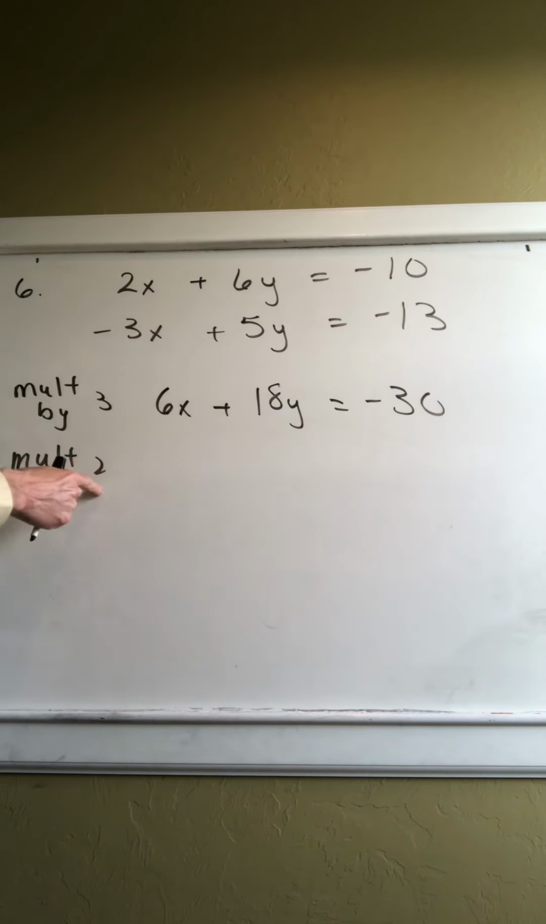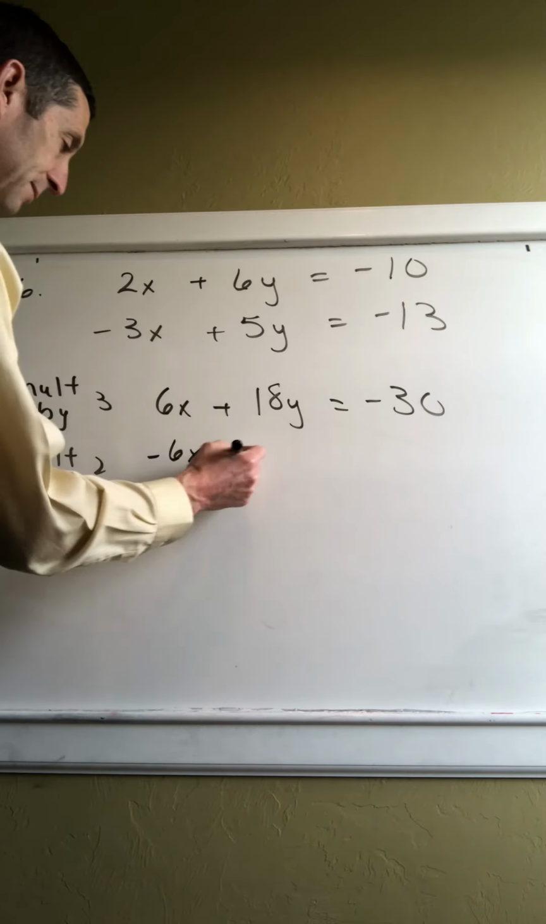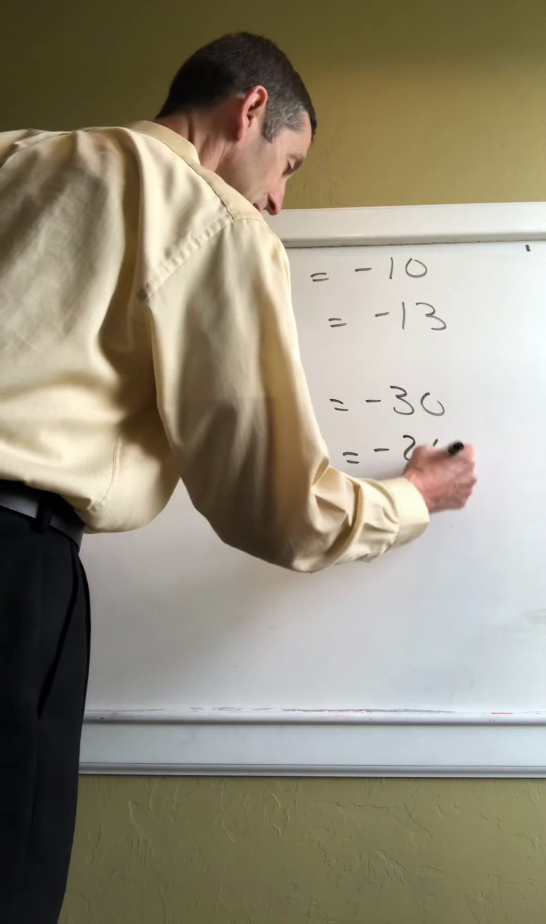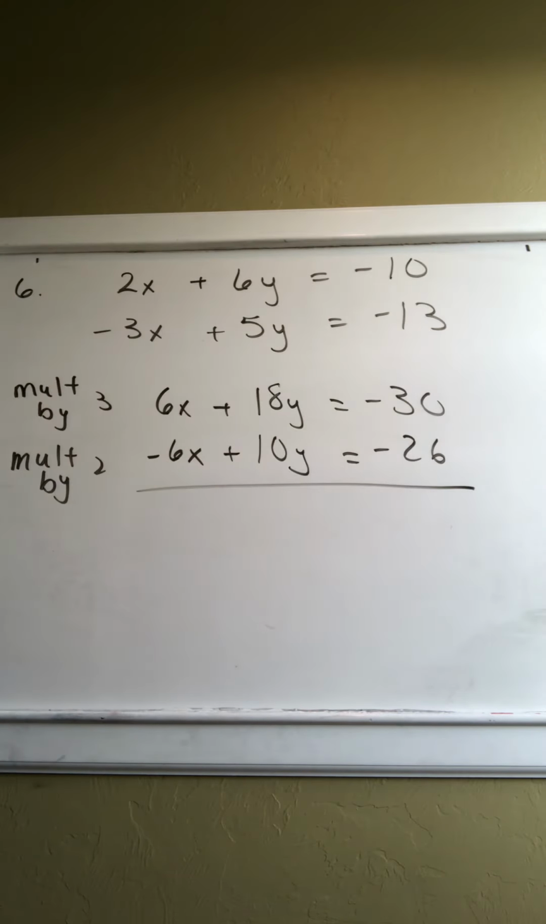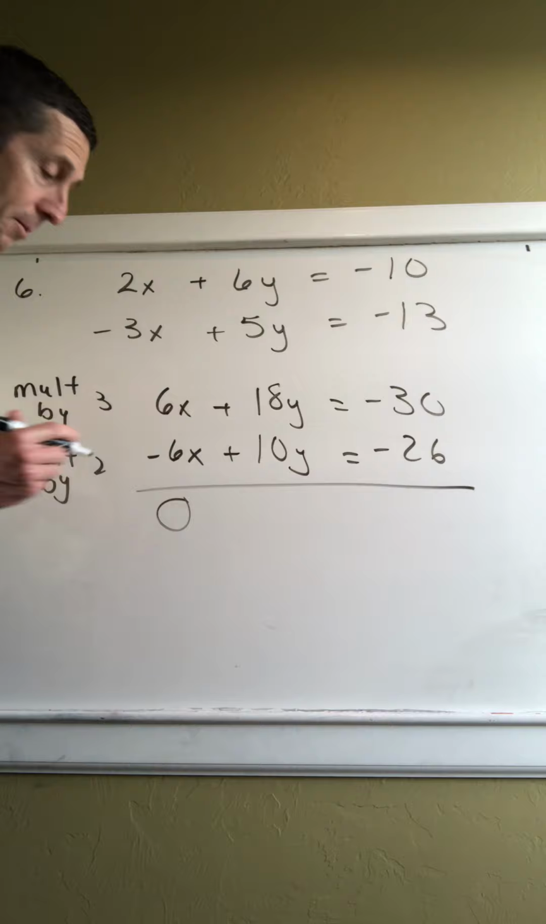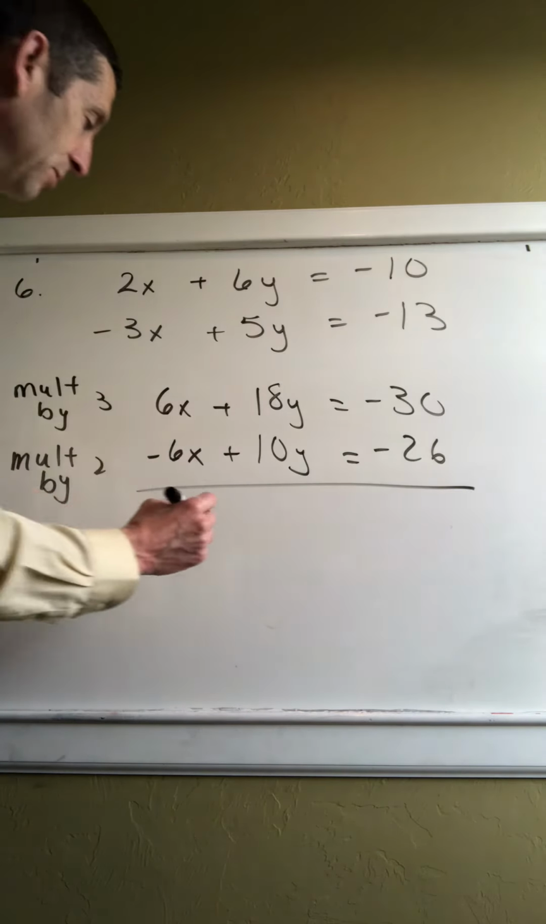Now across the bottom, you're going to multiply by 2. So let's do it. So this becomes negative 6x. 2 times 5 is 10y. 2 times negative 13 is negative 26. All right, we've got exactly what we want right there. Negative 6, positive 6, bam. Eliminates, cancels out, outstanding.